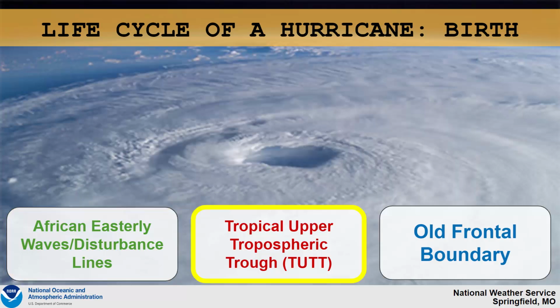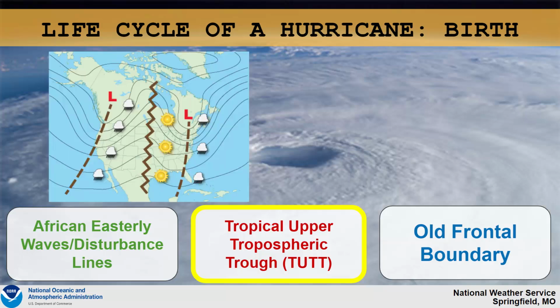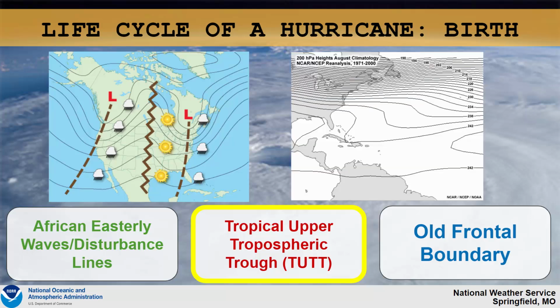Now, the next way is a TUT. Remember, the cold core systems we talked about before? Well, TUTs are basically remnants of these troughs that make it over into the tropics, where they aren't cold core anymore. A TUT can be seen by the brown dashed line here.